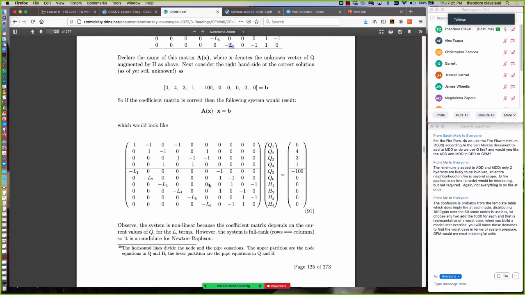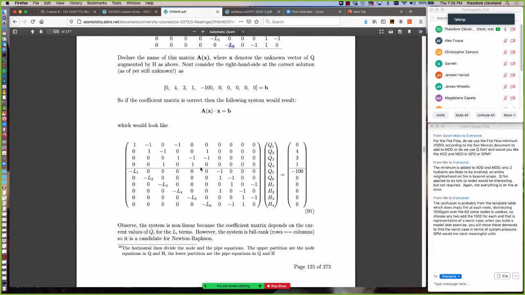And all we need to do now is find a way to solve it. So we would guess numerical values for the Q's and the H's. Once we have numerical values for the Q's, we can compute the values of L, and at that point that's now a linear system.